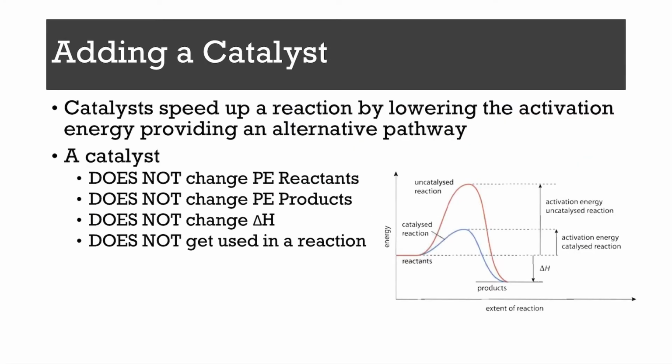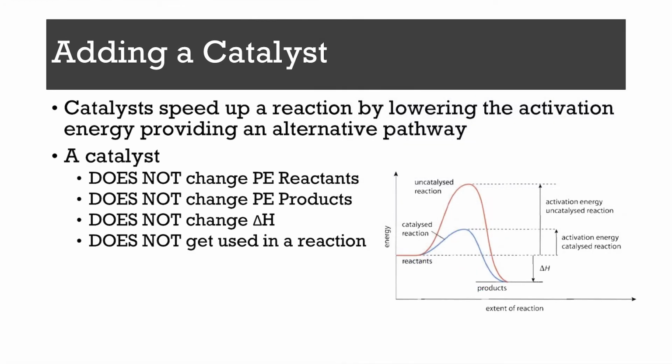Okay, and so last thing to talk about is a catalyst. So a catalyst speeds up a reaction by lowering the activation energy, so providing an alternative pathway. So a catalyst first does not change the PE of the reactant, so it doesn't change where you start. It doesn't change the PE of the products, so where you end. It does not change delta H, so that middle section between your reactants and your products is not changed. And it does not get used in a reaction. So it starts off, it ends, it just is there. It creates that alternate pathway though.